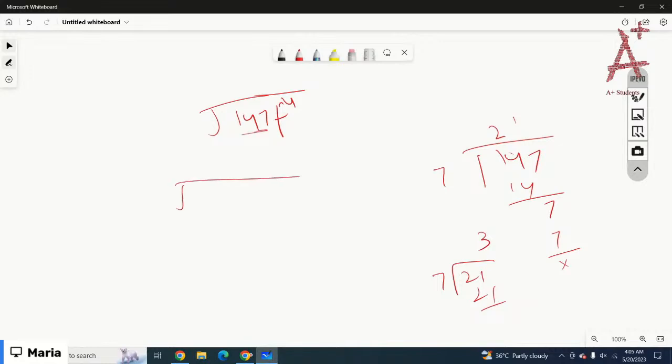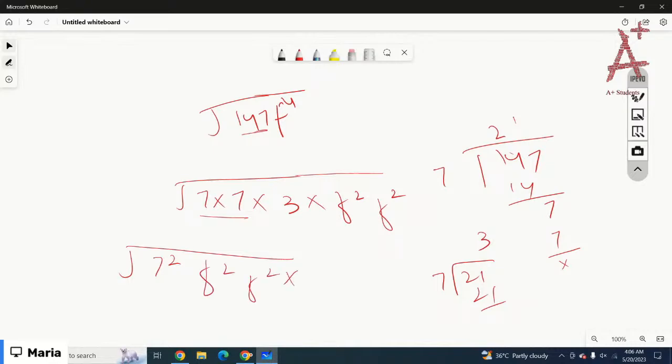That means the factors of 147 is 7 times 7 times 3, and you can write 147 as 7 square times 3. Got it? So from all these, 2 and square root got cancelled out, so you are left with 7 times square root 3. Got it? It is 7 square root 3.